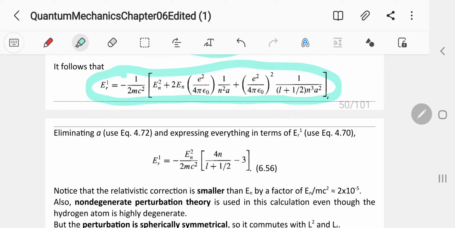And using the Bohr radius, we will be able to express everything in terms of E1, in terms of En. So we have here this expression.